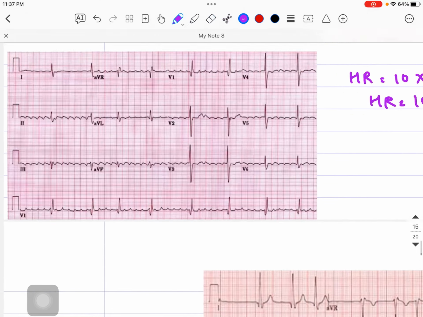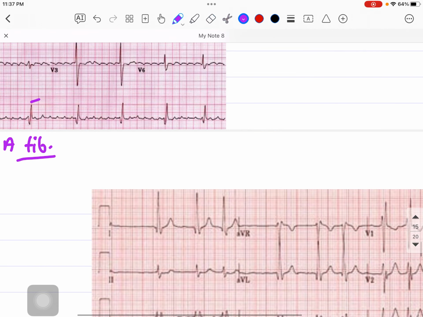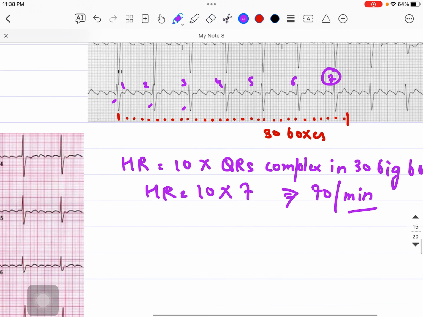Now look at this ECG. In this ECG we are seeing the QRS complex, but having the irregular rhythm. Okay, narrow QRS complex, right? And usually the patient might be having the tachycardia as well. But having the irregular RR interval is the main criteria for the atrial fibrillation. So this patient is also having the atrial fibrillation, right? And in between they are having the fibrillatory waves. These are the fibrillatory waves.